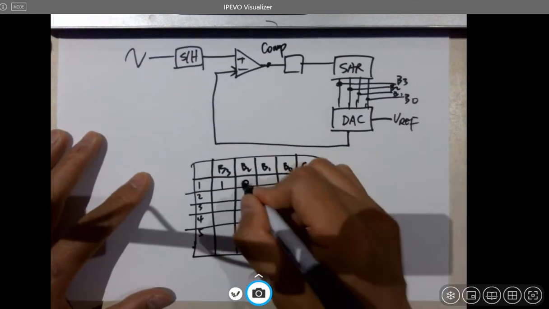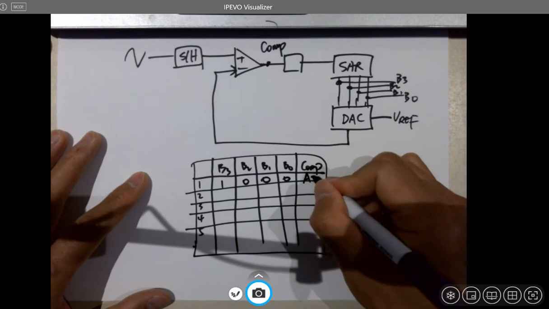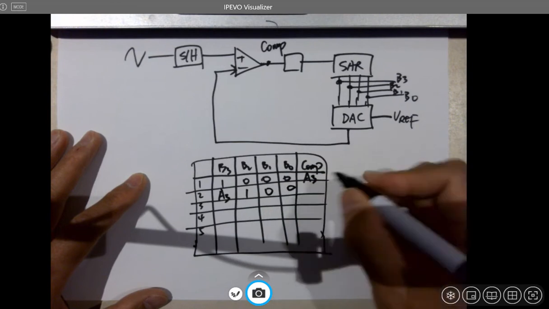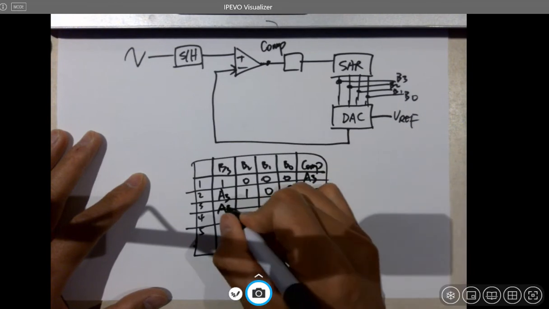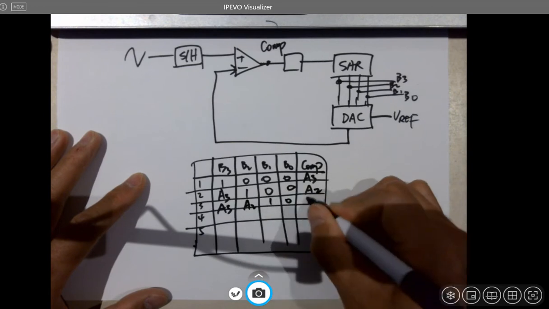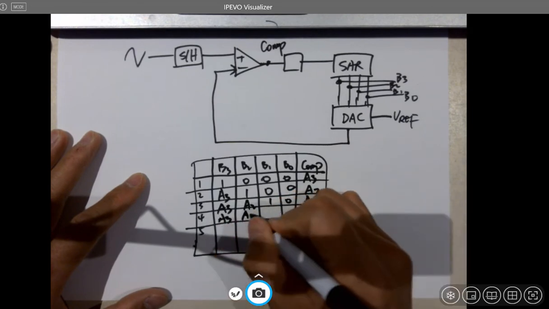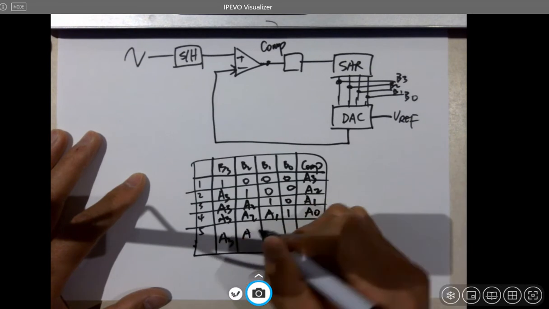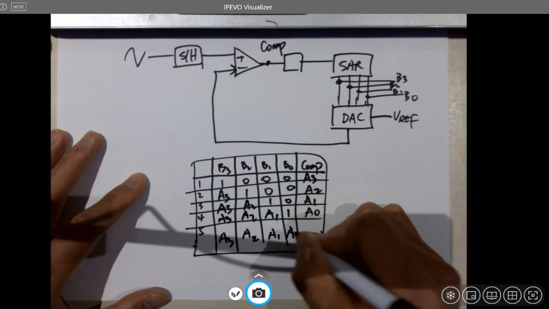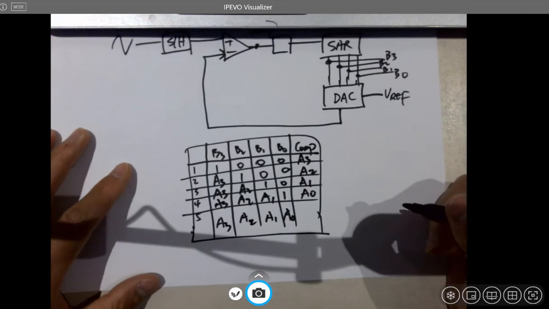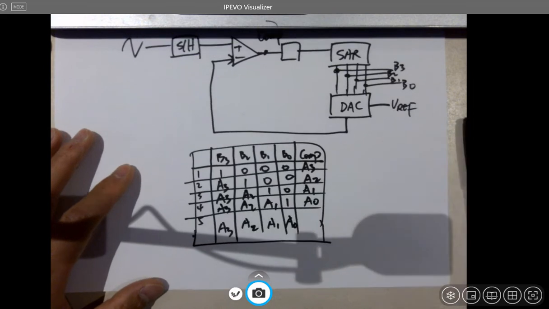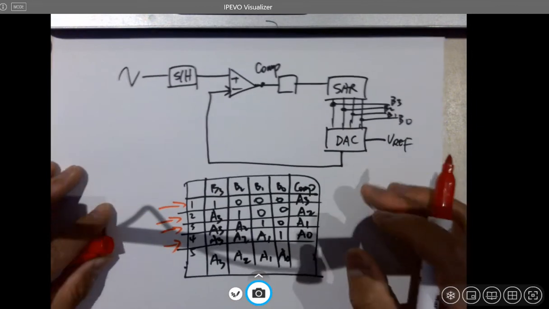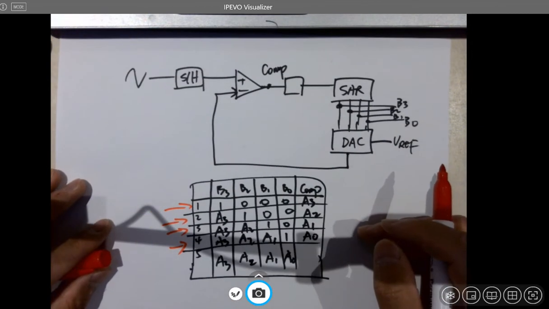So cycle one, we have 1000, and you are getting a comp, which is called A3. And the second cycle, you have to plug in A3 here, and 1000 like this, and you got A2. And A2 has to be plugged in to here. You got this, you got A1, A3, A2, A1, A0, A3, A2, A1, A0, and you're done.